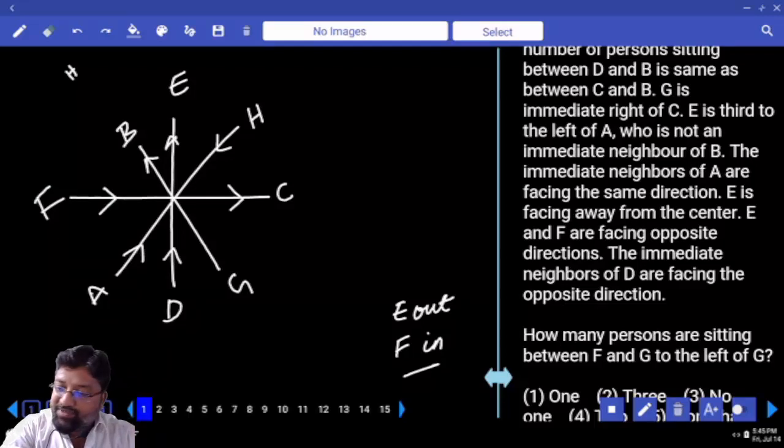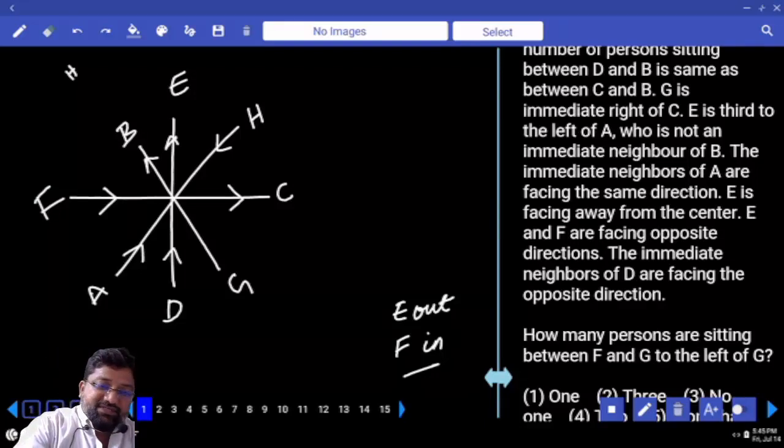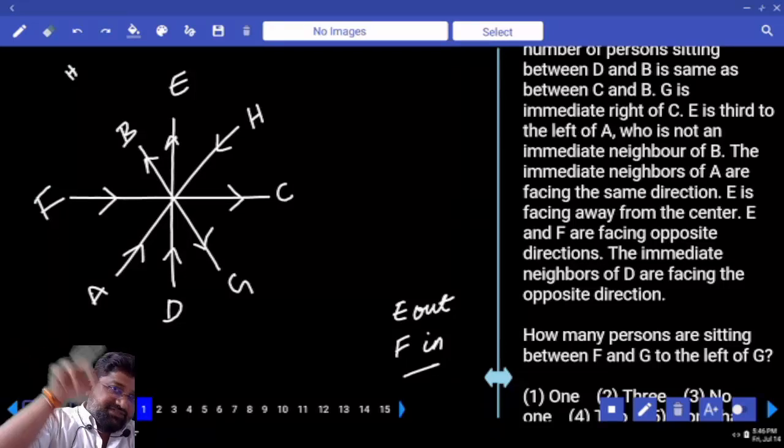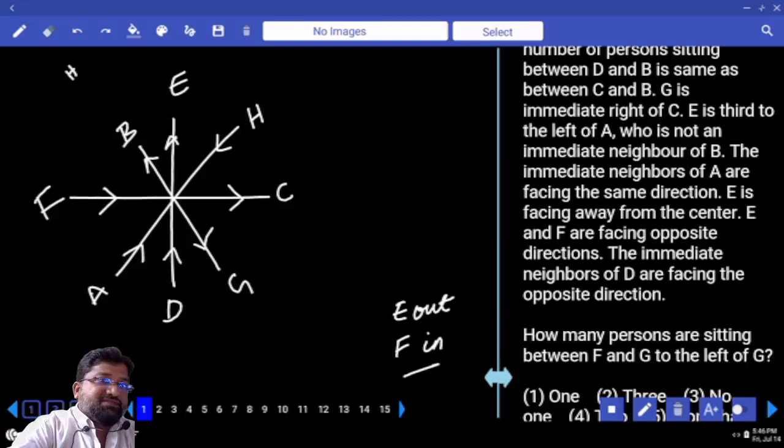Sure, the fix is done. Immediate neighbors of D are facing opposite direction. This outside. Did I commit any mistake? No. If this was not my answer, immediately I would have gone for H on the other side. I would have fixed B. With B I would have fixed C. With C I would have fixed G. Then I would have fixed F or A, and then the rest. Simple and simple.